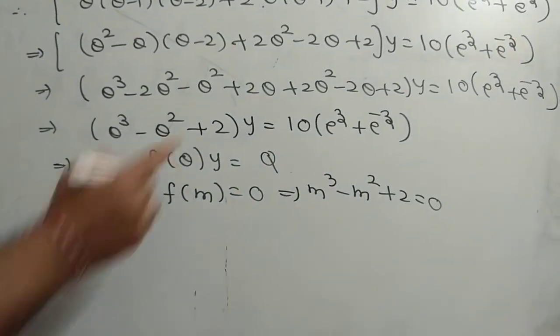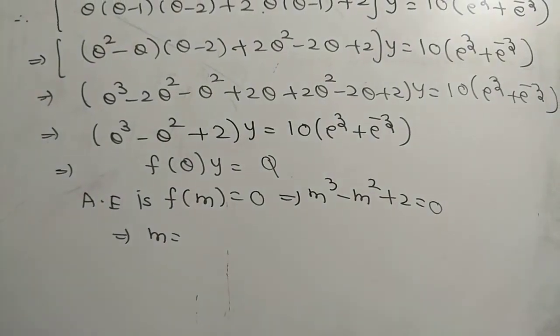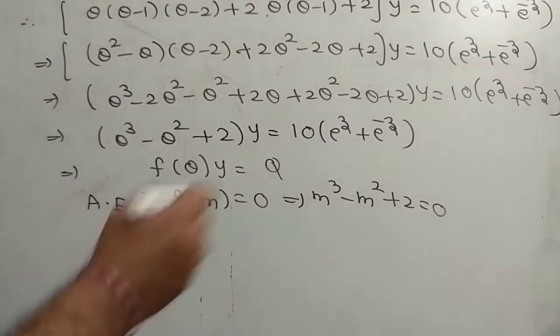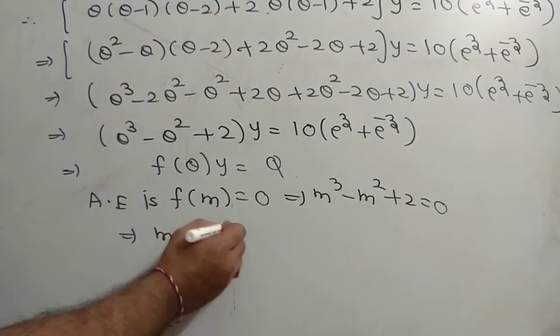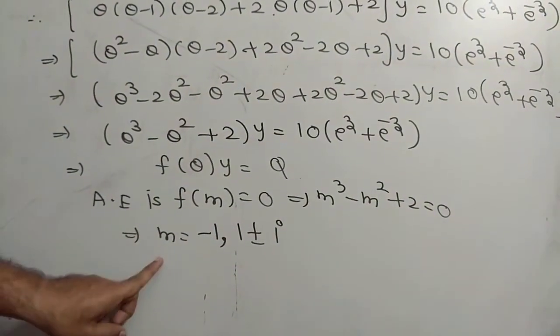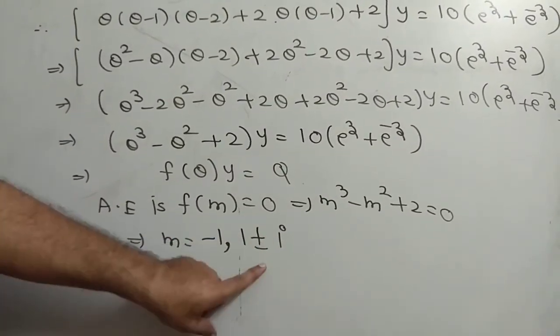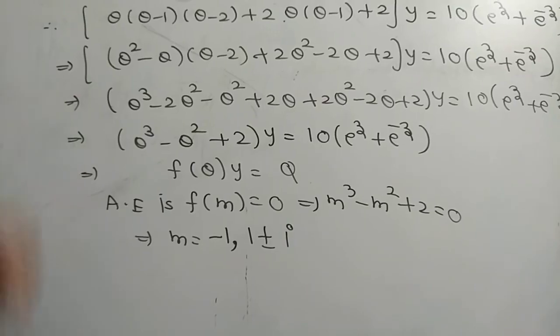So how many values are there for m? Three values. By using your calculator, you directly get the answer: m is minus 1 and 1 plus or minus i. So the roots are real and complex also. Based on these roots, you can directly write down yc.